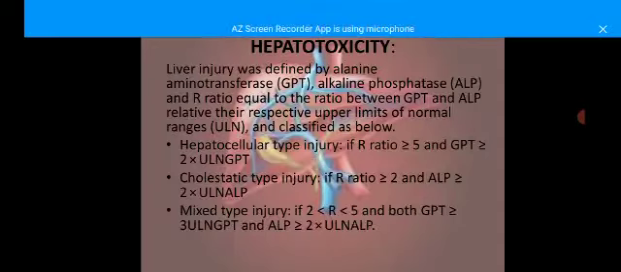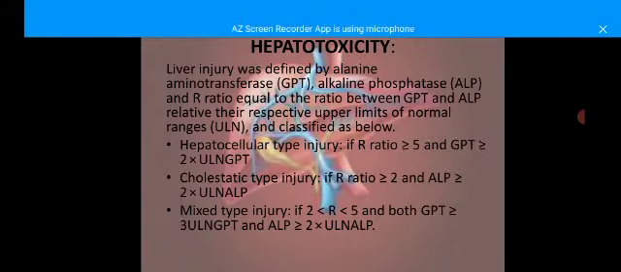Okay. Classification of herbal hepatotoxicity. Liver injury is basically defined by alanine aminotransferase, GPT, also known as glutamic pyruvic transaminase, or alkaline phosphatase, and the R ratio. R ratio is basically equal to the ratio between GPT and ALP. The higher the concentration or the amount of GPT, the higher the chance of liver disease.